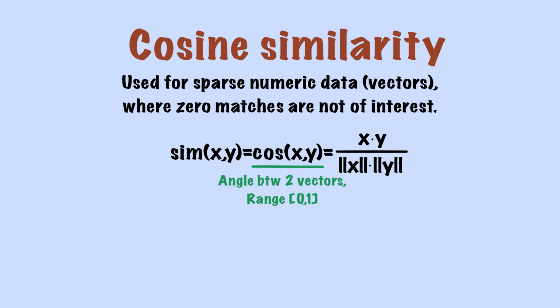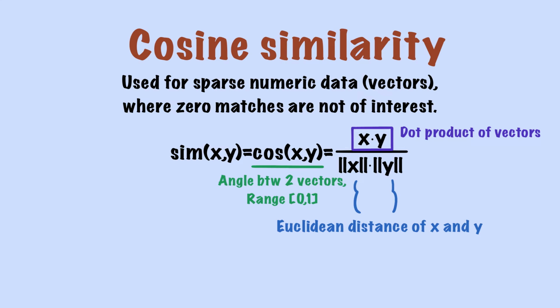One of the advantages of using cosine similarity is that two vectors can have different lengths. If you think about it, the angle is totally unrelated to the length of vectors. Let's look at the formula. The numerator is the dot product of vectors, which is the sum of the products of the corresponding entries of two vectors. The denominator is the Euclidean distance of x and y.